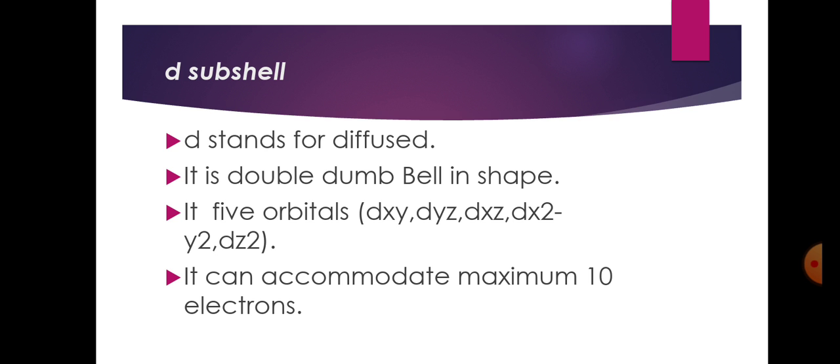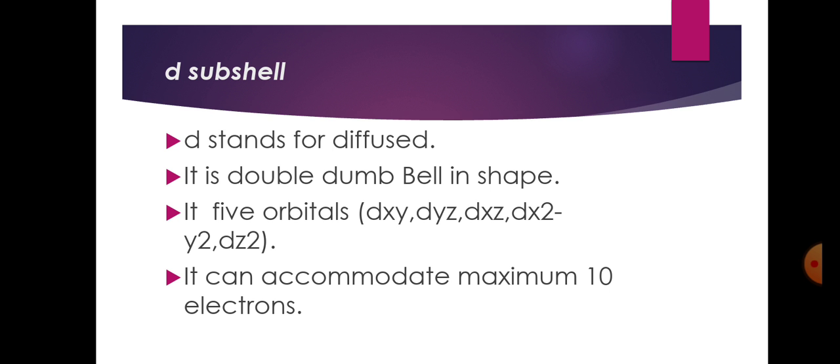Then we discuss the D subshell. D stands for diffuse. It is a double dumbbell in shape, meaning it has 4 loops, and it has 5 orbitals: dxy, dyz, dzx, dx square minus y square, and dz square. It can accommodate a maximum of 10 electrons.